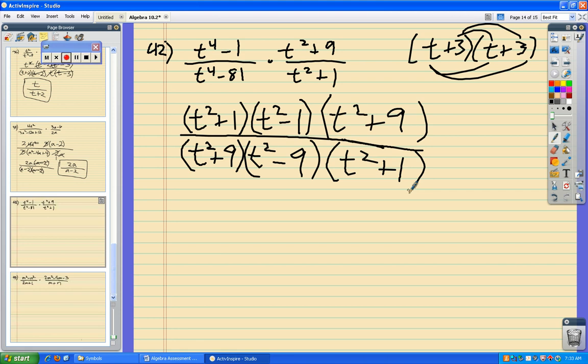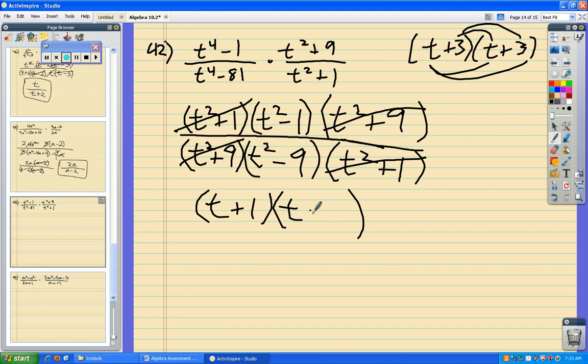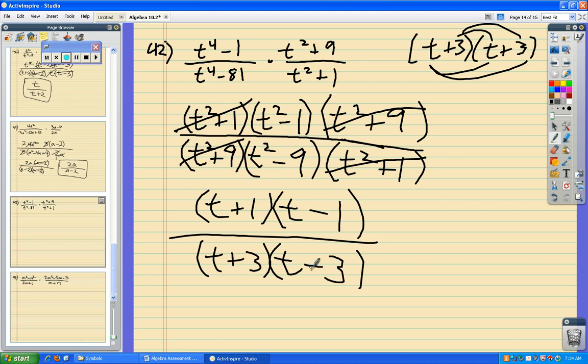We could go further in some, but we can cancel stuff also. t squared plus 9 cancels. t squared plus 1 cancels. You can't cancel anything here, but they can be factored, so we're going to do so. t squared minus 1, t and t, plus 1 minus 1. On the bottom, t and t, plus 3 minus 3. That'll be it. There's nothing left to cancel.